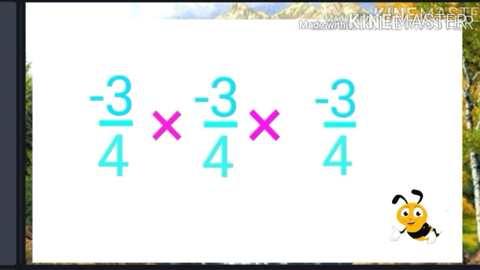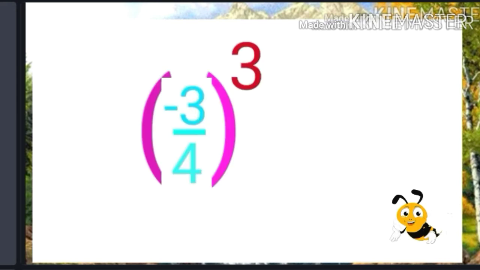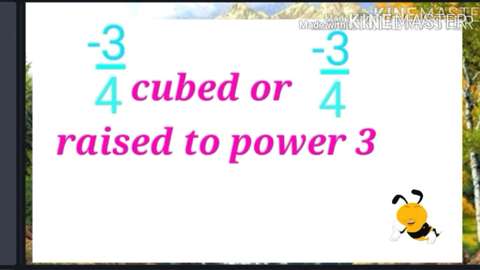What do you say to minus 3/4 when it is multiplied by itself 3 times? You can say or write this as (minus 3/4) cubed. Or you can say this as (minus 3/4) raised to power 3.